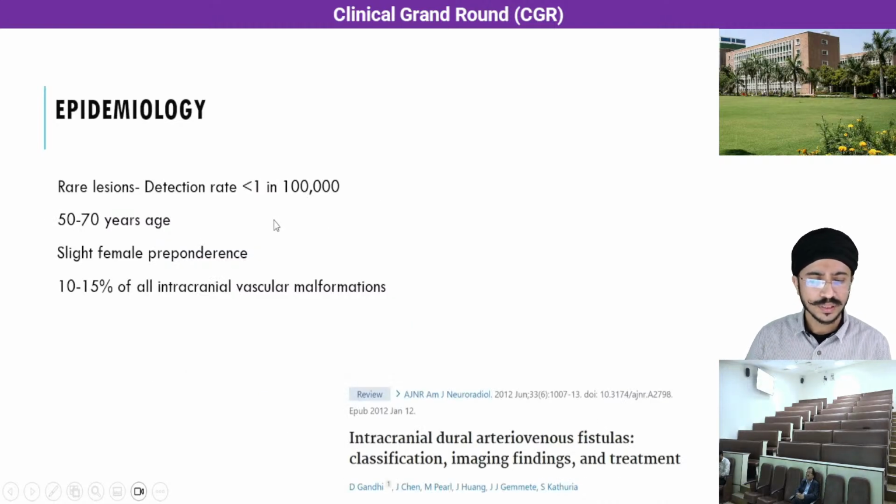So epidemiology, a little bit about it. These are rare lesions, so the detection rate is less than 1 in 1 lakh. And these lesions occur at the age of 50 to 70 years. They have a slight female preponderance. They constitute about 10 to 15% of all the intracranial vascular malformations.